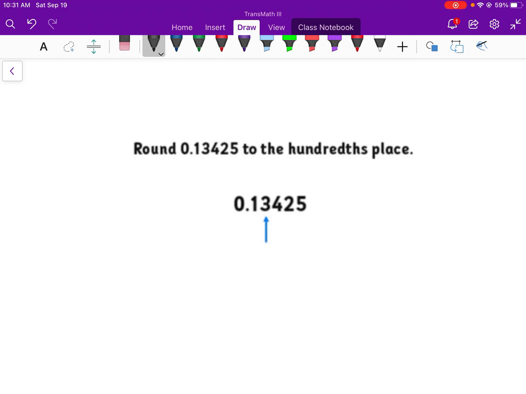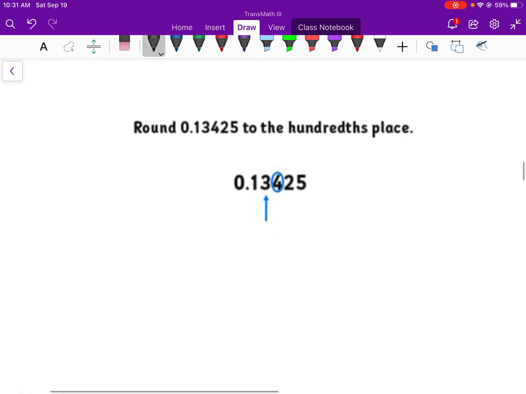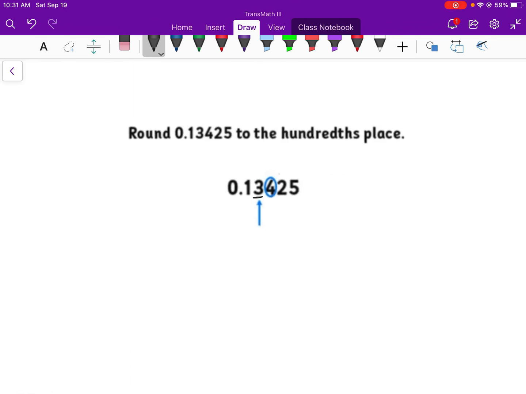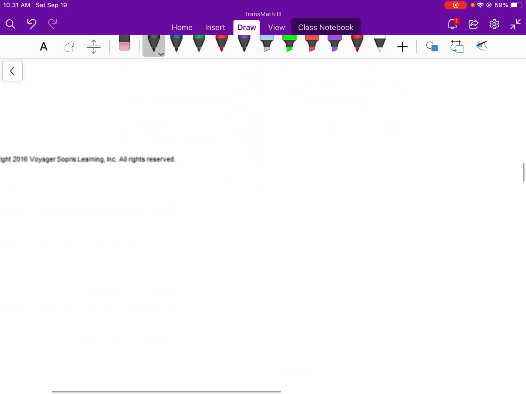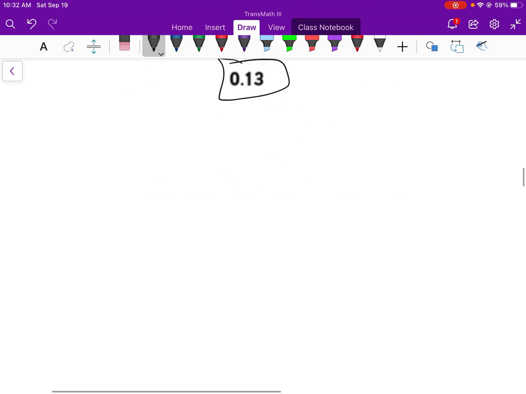Okay, so now let's look at it again. Now we got 0.13425, and we're going to round to the hundredths place. So again, we got 3 in the hundredths place, and we're going to look at the 4. Since 4 is smaller than 5, that tells us that we want to keep that digit the same. And again, if you're rounding to the hundredths place, you don't go beyond the hundredths place. Since 4 tells us the digit to stay the same, 0.13.